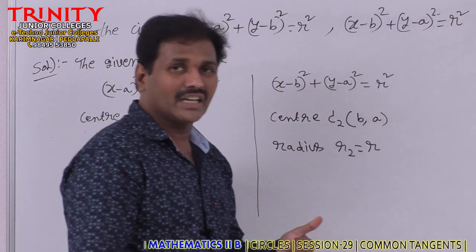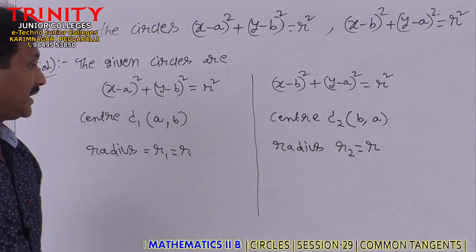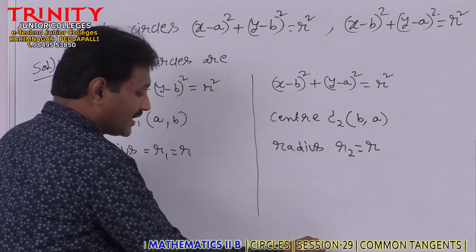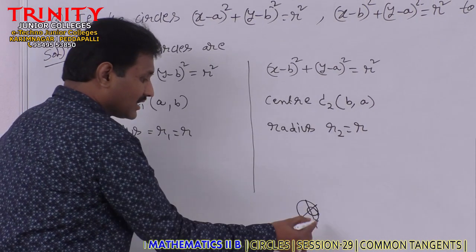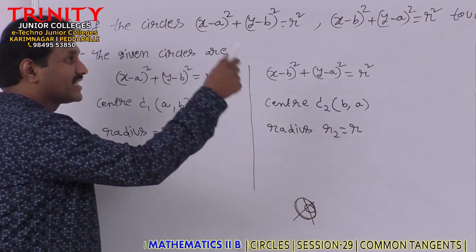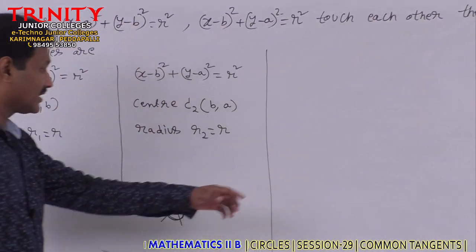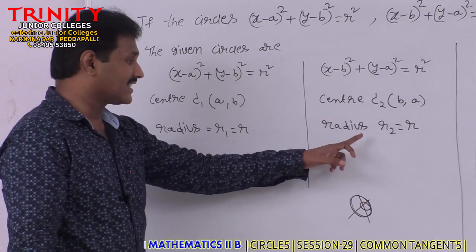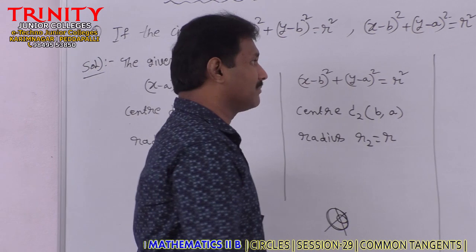The circles touch each other means internally or externally. Internal is not possible because both have the same radius and different centers. That means the circles touching each other internally is not possible because of same radius and different centers. The only possibility is that the circles touch each other externally, by observation.